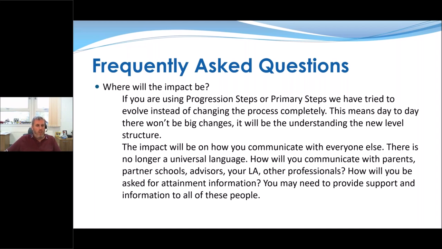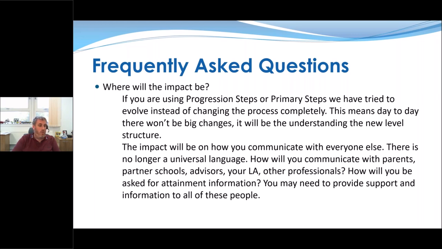It's just you changing that language from saying he's a P6 child to he's a step 3 child. So there's going to be that impact within the school, but the biggest impact will be communicating with everyone else. Currently we've all got a universal language. School A can talk to school B all the way through to Z, talking about P levels, and you have that common understanding. Going forward, that P level language is going to slowly disappear.